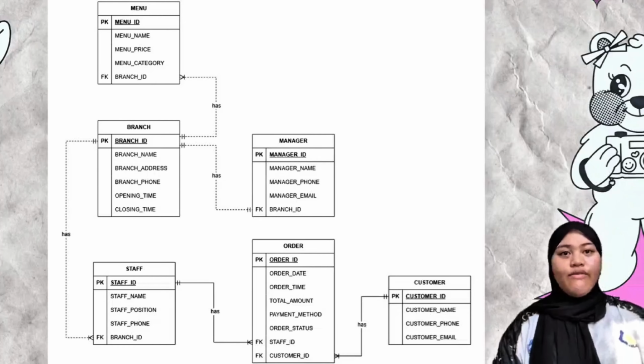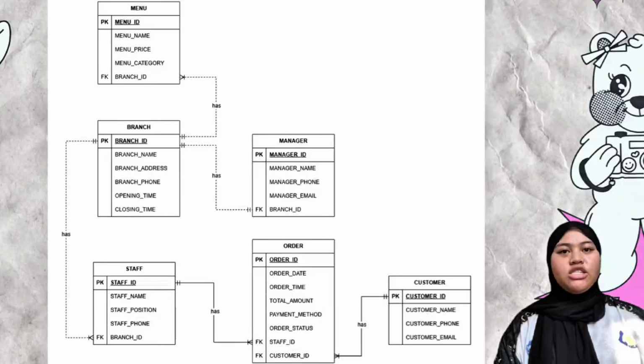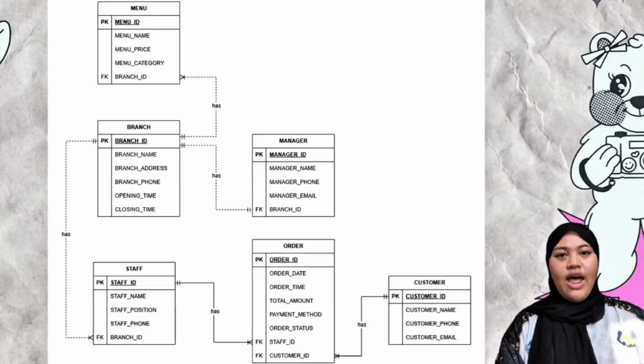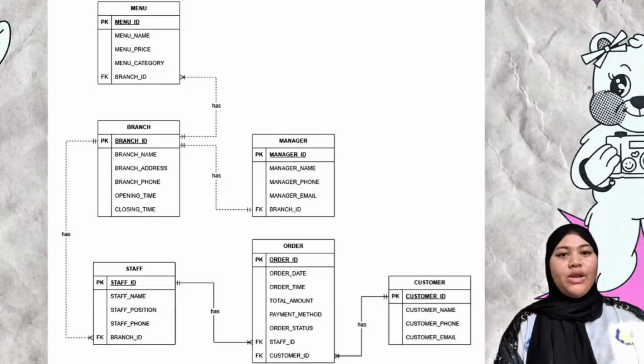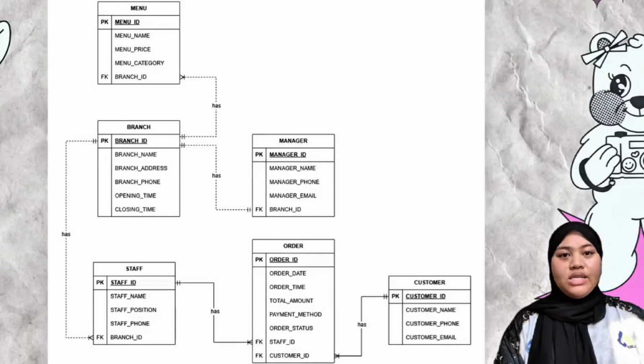The branch entity stores information such as branch name, address, contact number, and operating hours. Each branch must have exactly one manager, and each manager manages only one branch, forming a one-to-one relationship. Each branch can employ many staff members, but each staff member works at one branch only. Staff information such as name, position, and phone number is stored in the staff entity. Each branch can offer many menu items, and each menu item belongs to one branch only. This allows different branches to have different menus and prices.